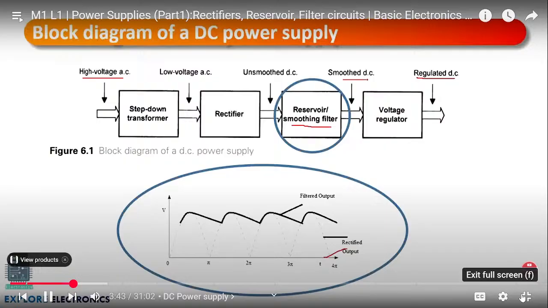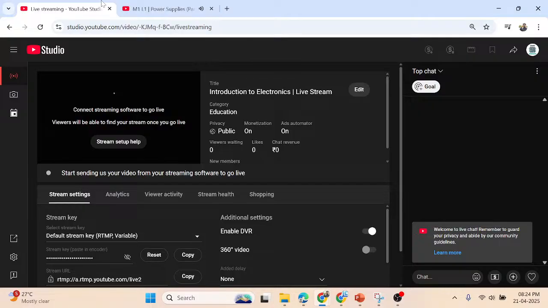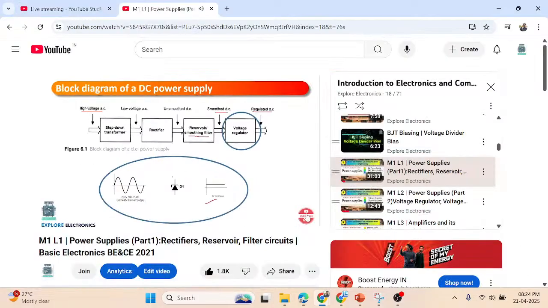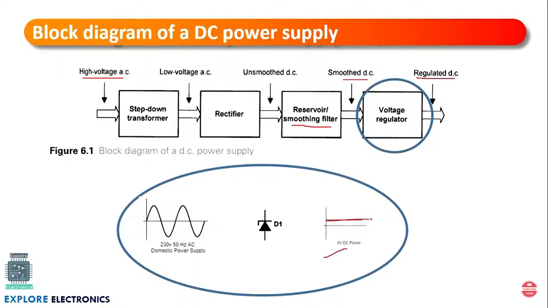And that will be given to the voltage regulator. The voltage regulator will have active components like a transistor and a diode arrangement. A Zener diode will generally be used. And we are going to get a DC output like this, a steady output. That will be called the regulated DC output. Regulated DC output means that even if there is a small variation in the input of the voltage regulator, it will regulate the DC output, and we can expect a constant output from the voltage regulator. This is the block diagram of the DC power supply.